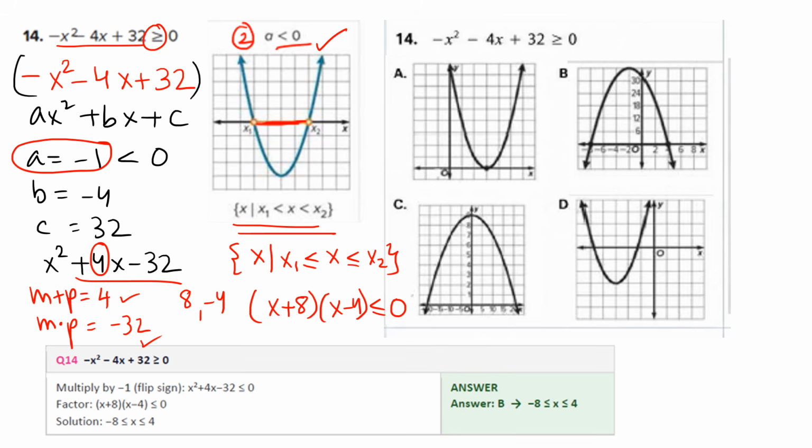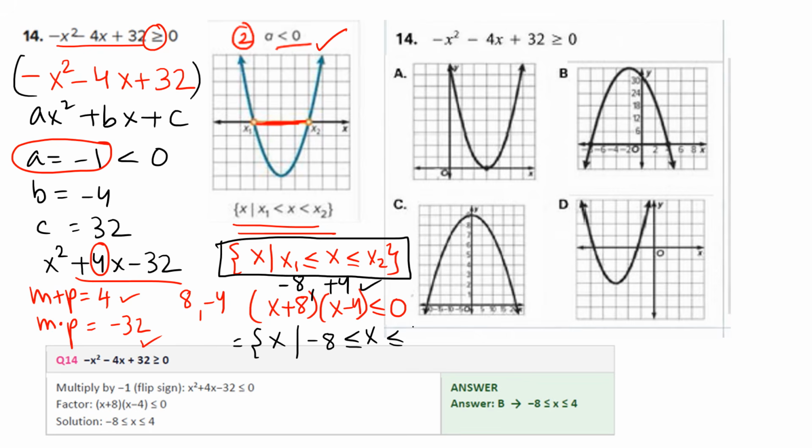Now we are ready to do the final solution, which is this. So let's put the values. One value coming from this, if I put x plus 8 equal to 0, is negative 8, and the other is plus 4. If I take these two values x1 and x2, the values are x such that x lies between minus 8 and plus 4.